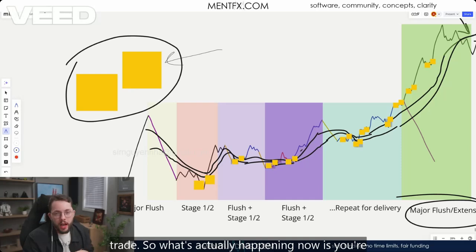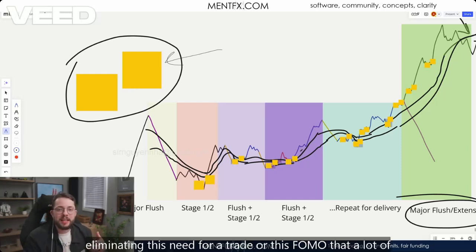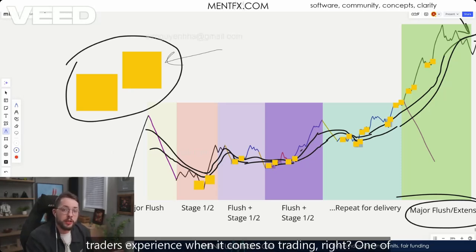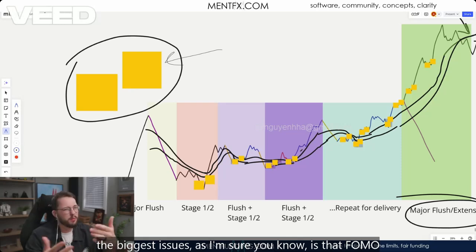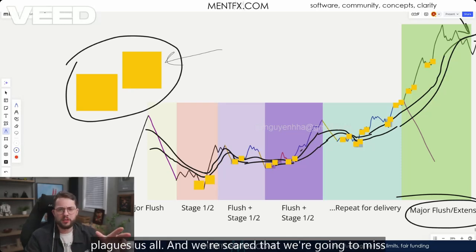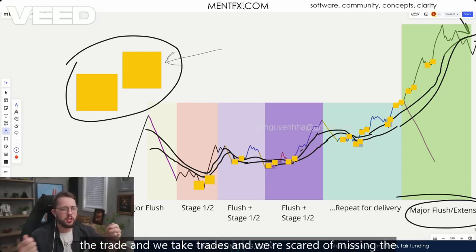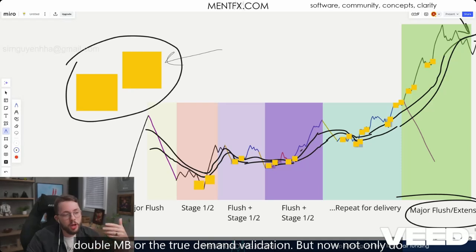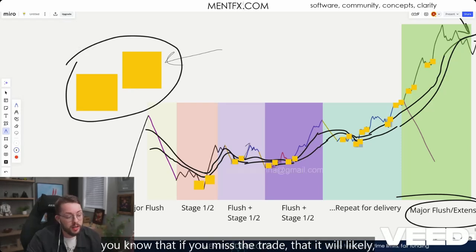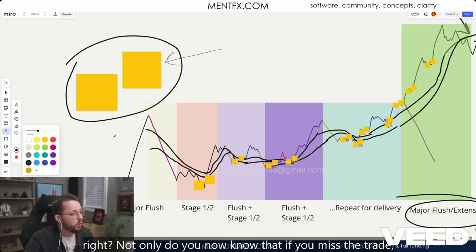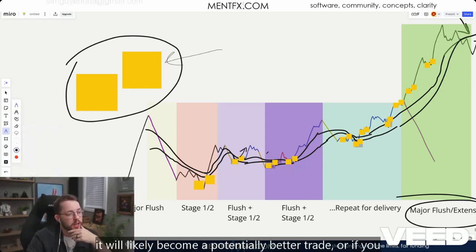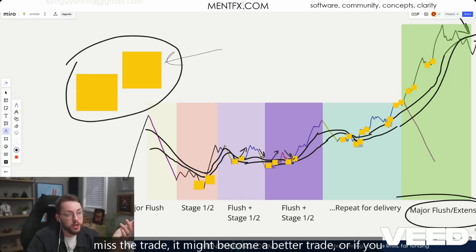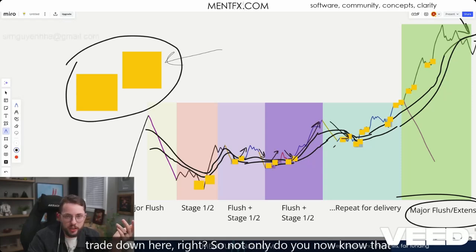So what's actually happening now is you're eliminating this need for a trade or this FOMO that a lot of traders experience when it comes to trading. One of the biggest issues, as I'm sure you know, is that FOMO plagues us all and we're scared that we're going to miss the trade and we take trades because we're scared of missing the double MB or the true demand validation. But now, not only do you know that if you miss the trade, it will likely become a potentially better trade, or if you miss the trade and it begins to go, you might get the better trade down here.